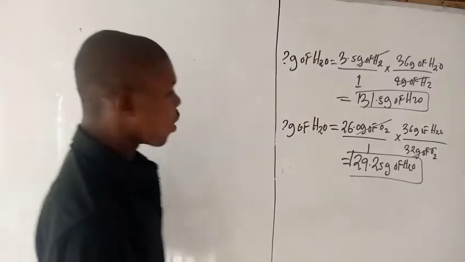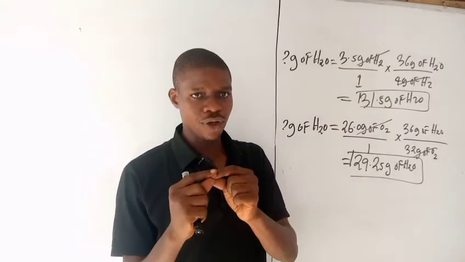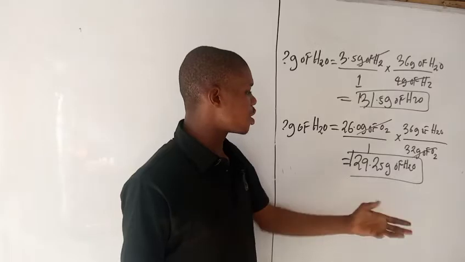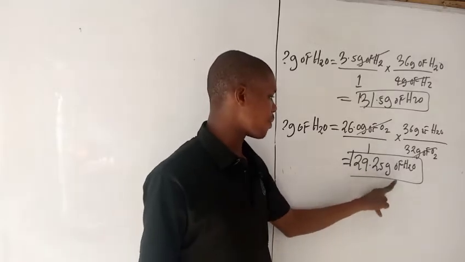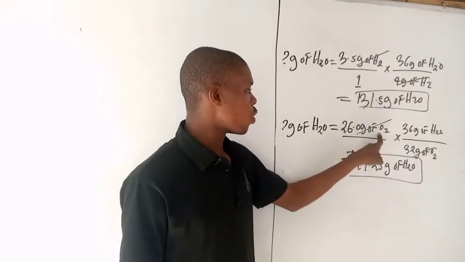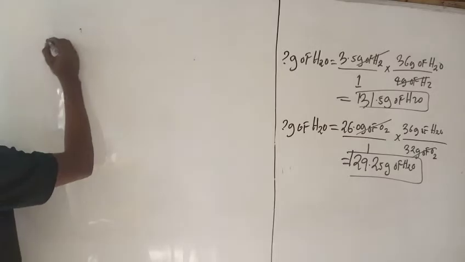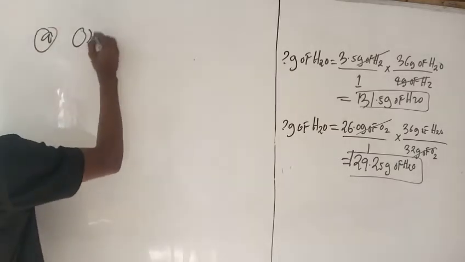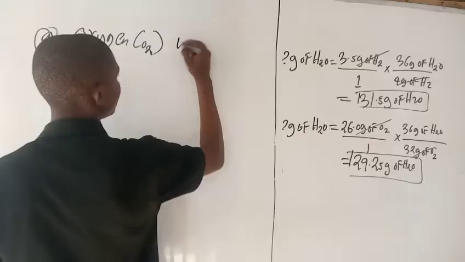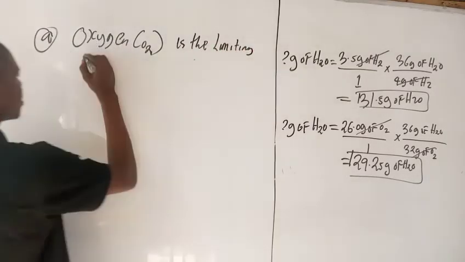What is now the limiting reactant? The reactant that produces the least amount of product is the limiting reactant. The least mass of water here is 29.25 gram of H2O, and the reactant that produces this is oxygen. So oxygen is the limiting reactant. So the solution here: oxygen, which is O2, is the limiting reactant.